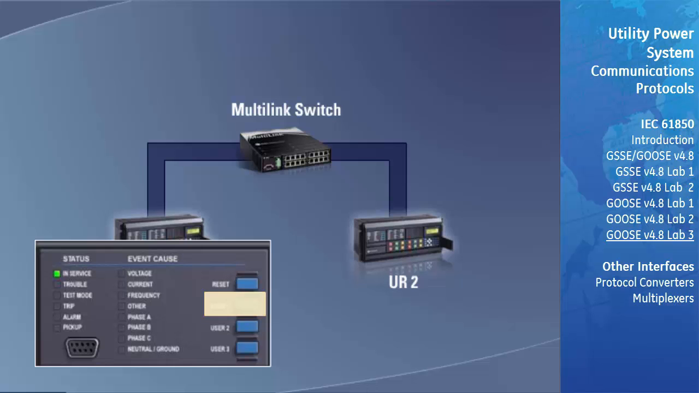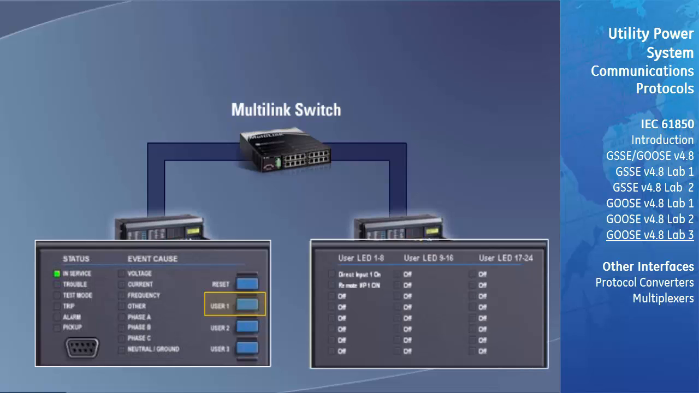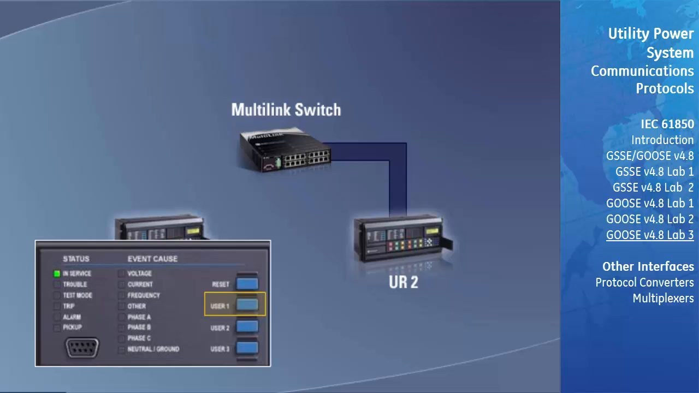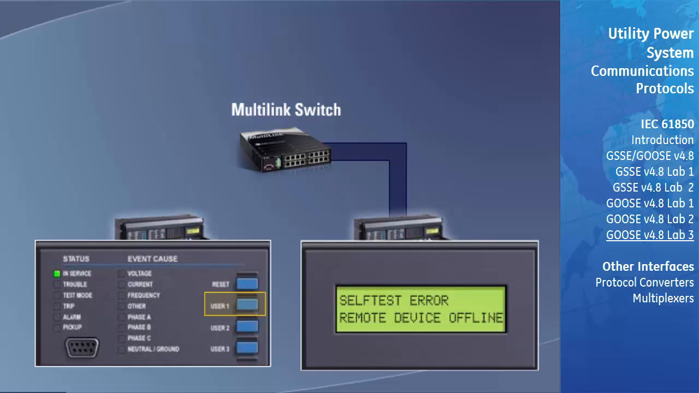When Control Push Button 1 on UR1 is pressed, LED 2 on UR2 should illuminate. If UR1 is powered down or its Ethernet cable is removed, an error will be displayed on UR2 after 3 seconds, corresponding to a time period equal to 3 times the default update time of 1 second configured within UR1. This completes the lab exercise.